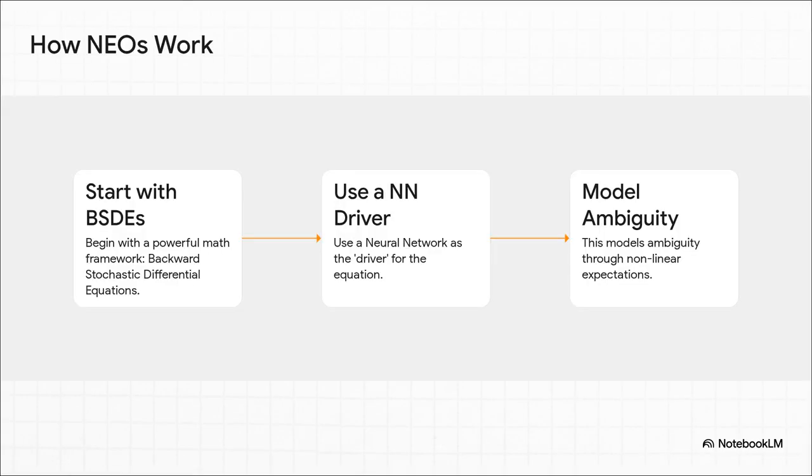We can actually boil this whole complex idea down to 3 pretty simple steps. First, you start with that powerful math framework we just talked about, the BSDEs. Then, you plug in a neural network to act as the driver, the engine, for that equation. And third, that combination, that's the magic. It lets the system model all that messy ambiguity using those nonlinear expectations. It's this beautiful, elegant mix of pure mathematics and real-world AI.